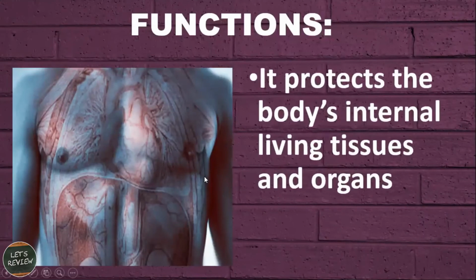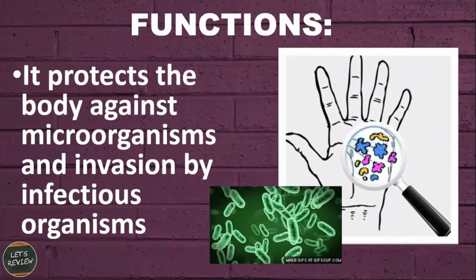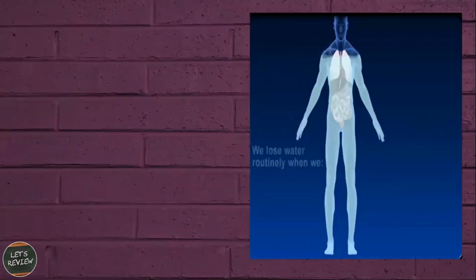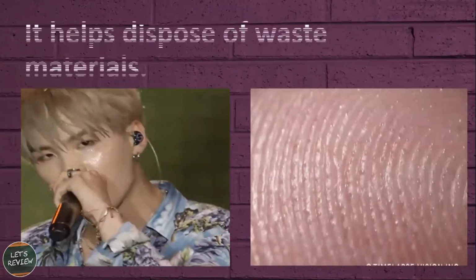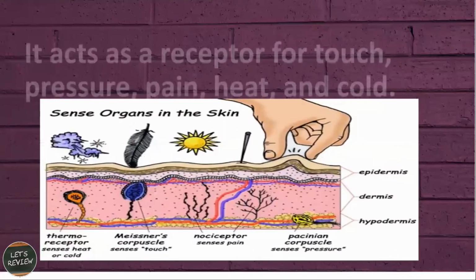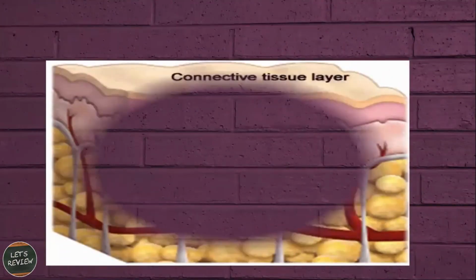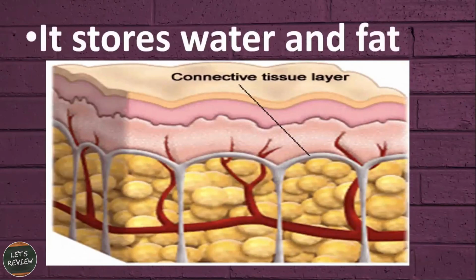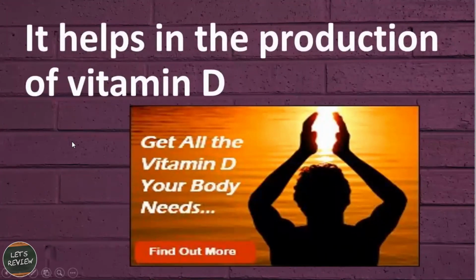Now, these are the functions of our integumentary system. It protects the body's internal living tissues and organs. It protects the body against microorganisms and invasion by infectious organisms. It protects the body from dehydration and against abrupt changes in temperature. It helps dispose of waste material in the form of sweat. It acts as a receptor for touch, pressure, pain, heat, and cold. It stores water and fat. It also helps in the production of vitamin D.